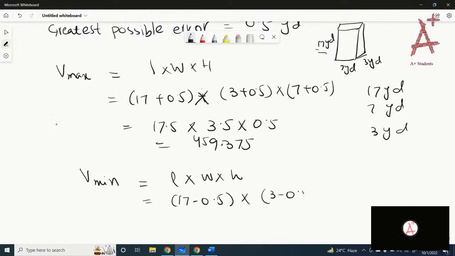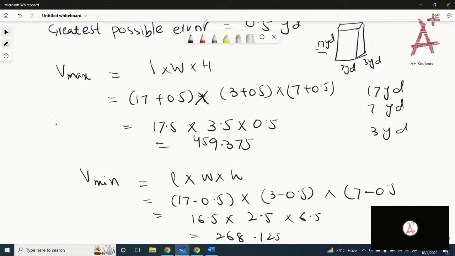From each value, because you have to find the minimum volume also. So just subtract them, and it will be 16.5 times 2.5 times 6.5. When you multiply all the numbers, that equals 268.125. So the minimum possible volume is 268.125, and the maximum possible volume is 459.375. Got it? So basically, to find the minimum possible volume, you have to subtract the greatest possible error from each measurement before calculation, like we did.